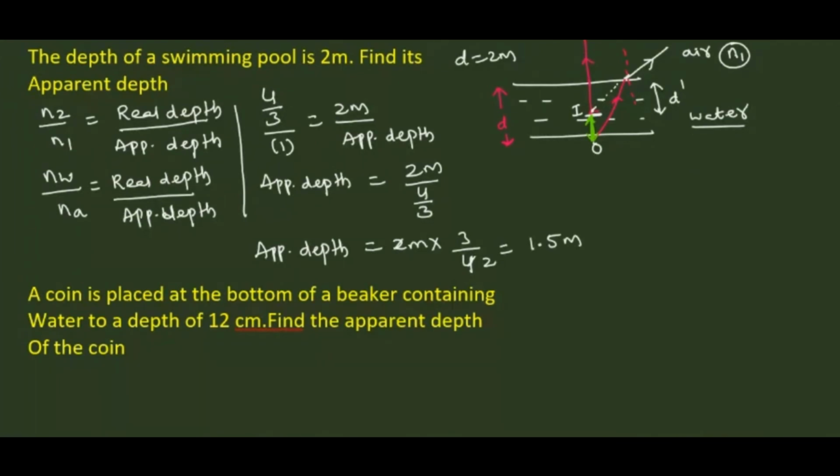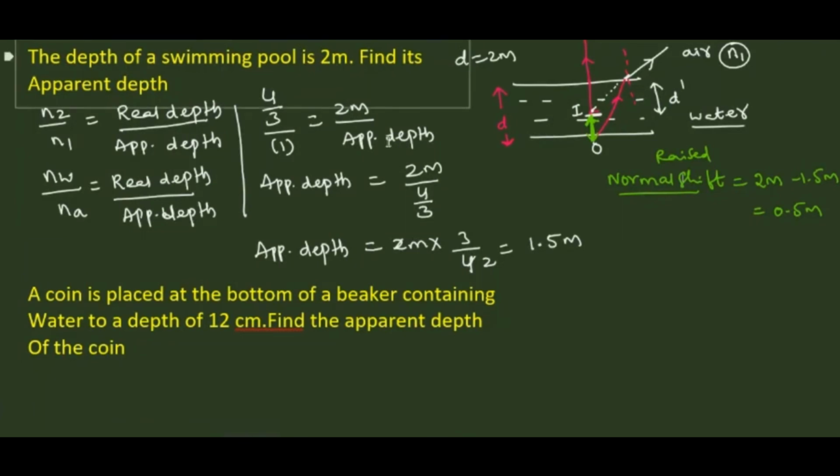How much is the normal shift here? Normal shift means raised. It is 0.5 meters. Actual depth is 2 meter and apparent depth is 1.5. If you subtract 2 minus 1.5, that is equal to 0.5 meter. So your normal shift is 0.5 meter. Normal shift is nothing but raised. The object appears to be raised 0.5 meters. Any doubts? No, sir.